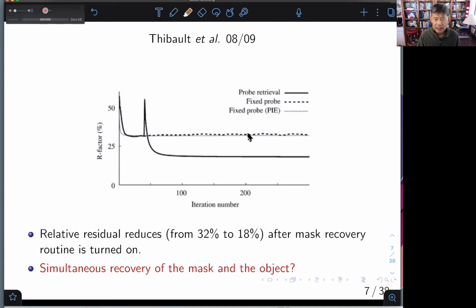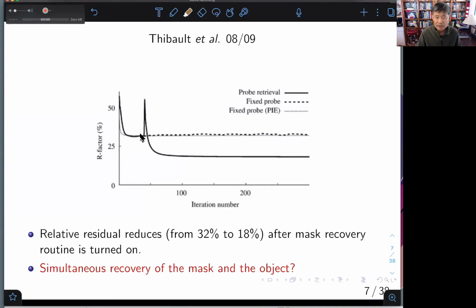Anyway, they more or less don't perform very well. This is the relative residual in percentage, so you're looking at least at about 30% residual, and it's not coming down. From a mathematical point of view, we wouldn't call that a very good reconstruction, but they were relatively happy about that.